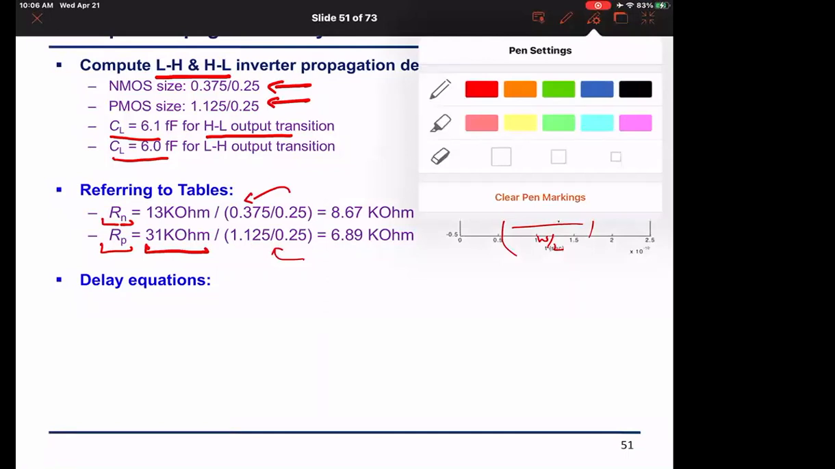Okay, I think I lost connection here. So now we're gonna look at the performance improvement when we are sizing the inverter.